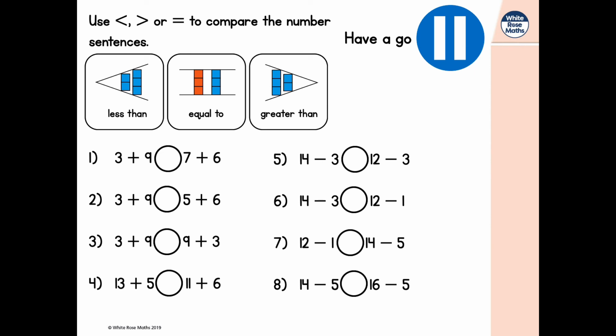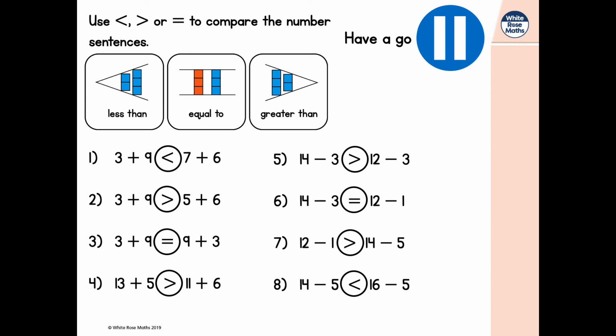Question number 1. 3 plus 9 is less than 7 plus 6. 2. 3 plus 9 is greater than 5 plus 6. 3. 3 plus 9 is equal to 9 plus 3. Number 4. 13 plus 5 is greater than 11 plus 6.